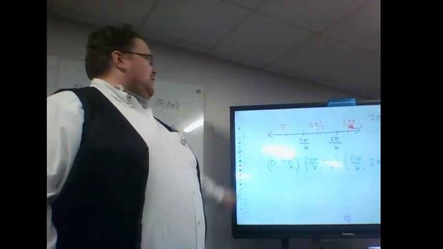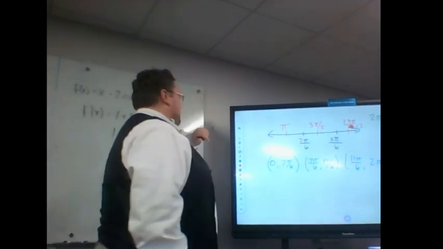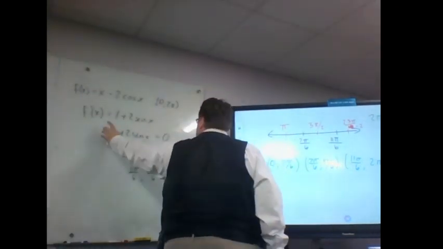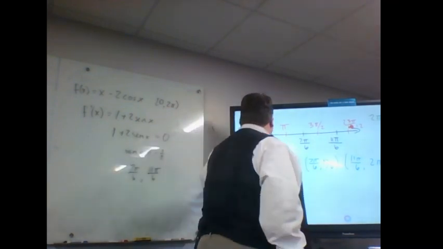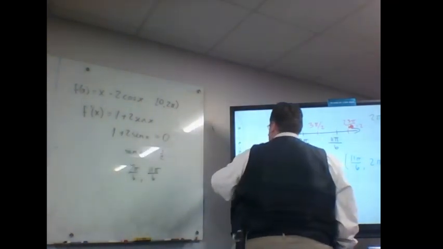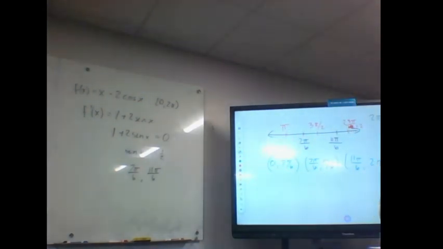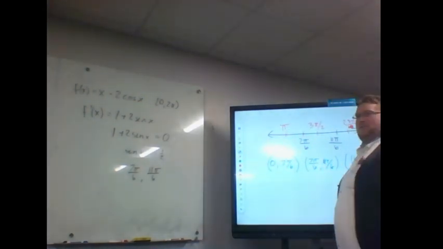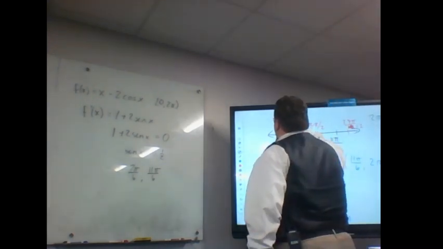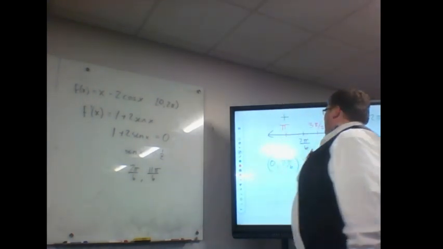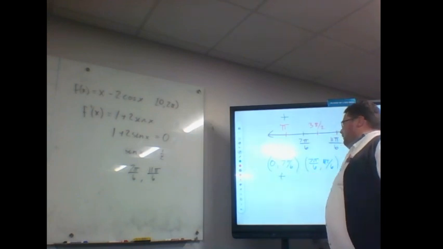Okay, unit circle can help with 2 out of these 3. Let's do it. Pi. If I plug pi into my derivative, what do I get? What happens when I do sine of pi? 0. 2 times 0, plus 1. 1. So that's a positive value. So that tells me that this interval is positive.